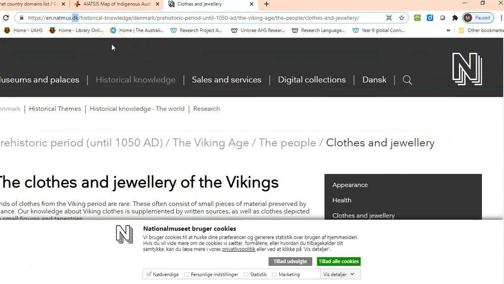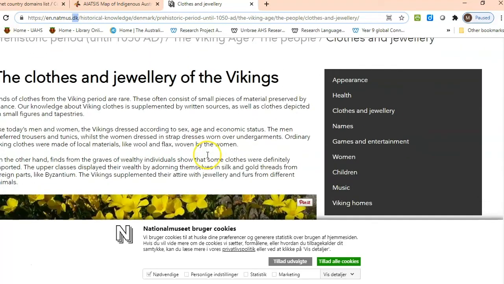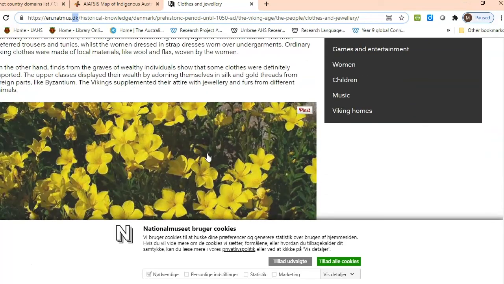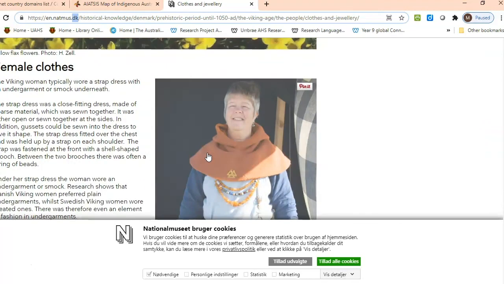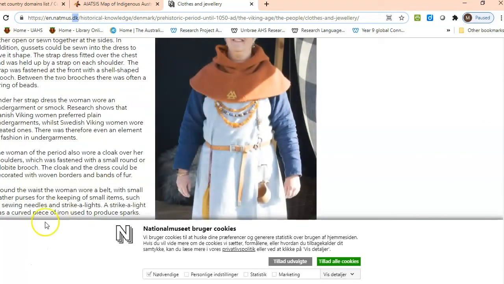This other website has the country code .dk. This means that the website originates from Denmark. As Vikings originate from the Scandinavian area, finding a website from Denmark might be a clue that this website could contain good quality information for my assignment.